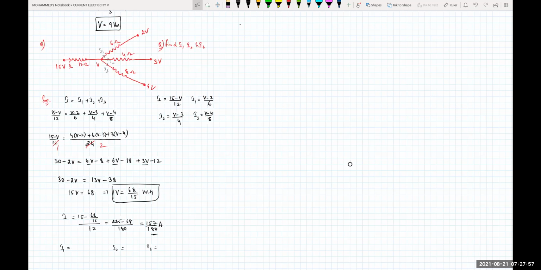Is it clear? Yes, sir. Tell me what I1, I2, I3 answers you are getting. How am I calculating I1? V minus 2 divided by 6. What is the V value? 68 divided by 15 minus 2, divided by 6. Sir, 19/3. Which one? I1. Sure, everyone. Can write the answer there.